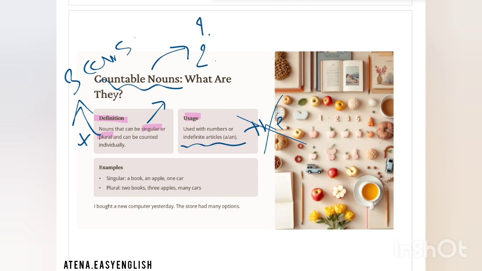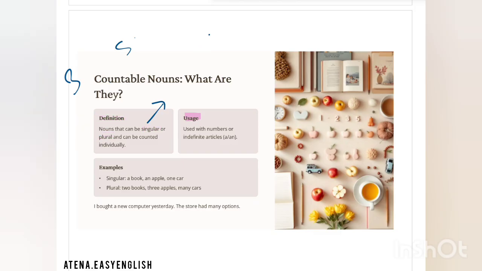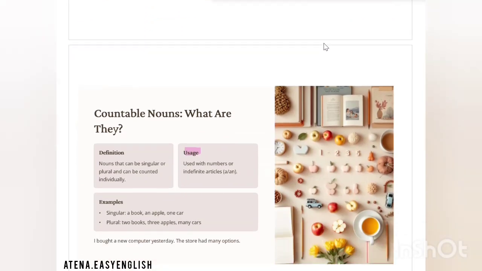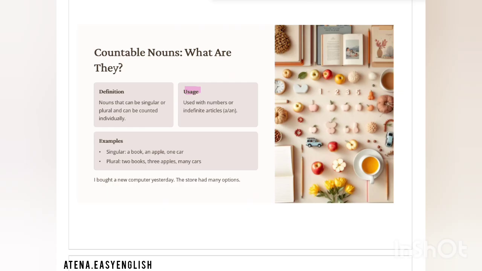And now, look at here, we have examples. A book, an apple, one car. They are singular. Look at the plural type. Two books, three apples, many cars. So here they are plural and we have numbers and here also many. You can use many and sometimes some when you are talking about countable nouns.